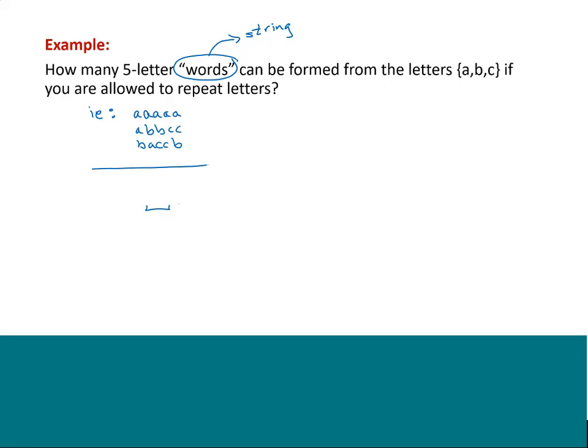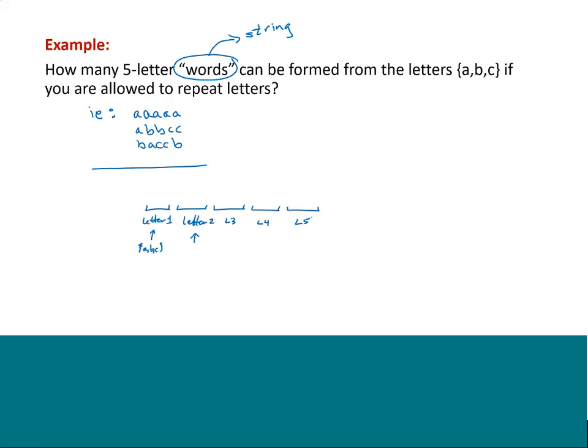So 5 letters, so we need letter 1, letter 2, letter 3, letter 4, and letter 5. This would be letter 1, letter 2. I'm going to do L3, L4, and L5 for the last ones because I didn't write my little placeholders wide enough for the word letter and a number. Now, in the first one, what can we have? We could put in an A, a B, or a C.